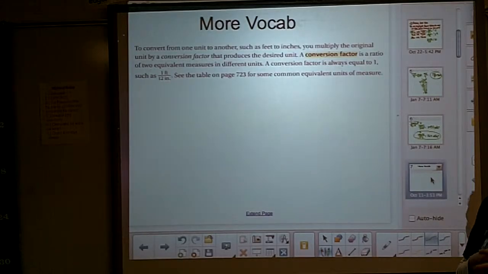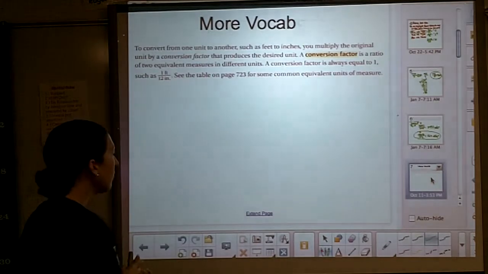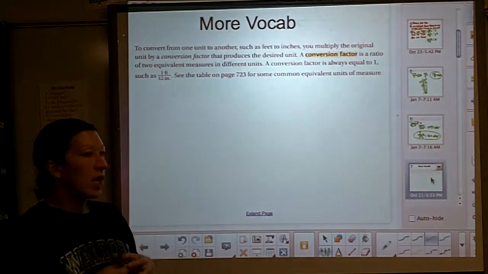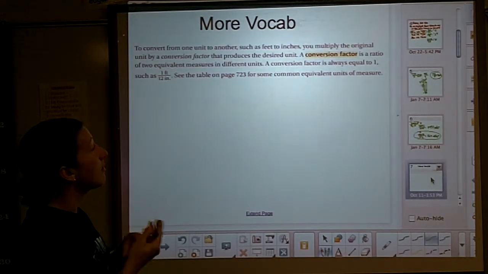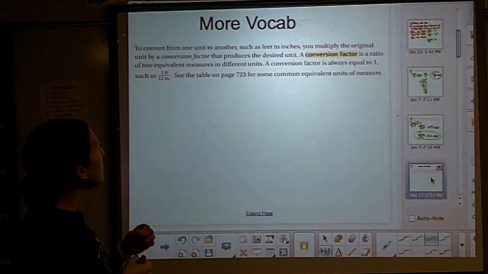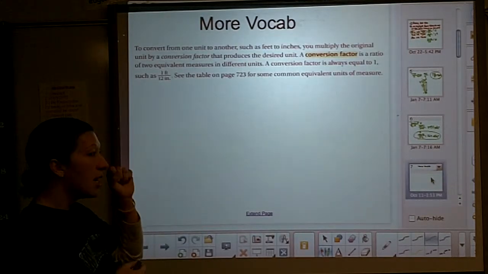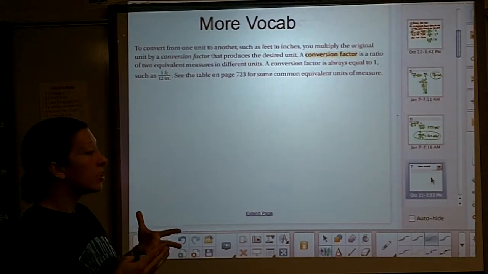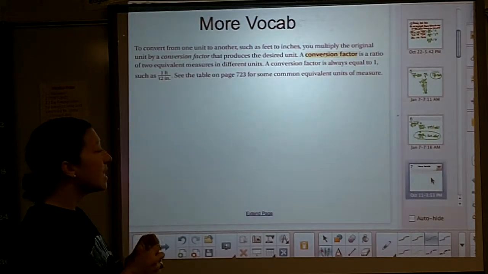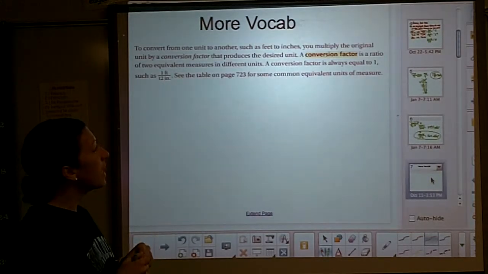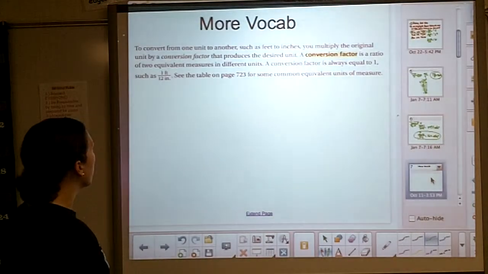Alright, the only other thing we need to talk about in this video is using conversion factors. You've probably used it some in Ms. Bergstrom's, maybe in a little bit different of a way, but I use what they call a skeleton model. So it says to convert from one unit to another, such as feet to inches, you multiply the original unit by a conversion factor that produces the desired unit. A conversion factor is basically just a ratio of two equivalent measures in different units. A conversion factor is always equal to 1. It won't look like it's equal to 1, but it will be equal to 1.